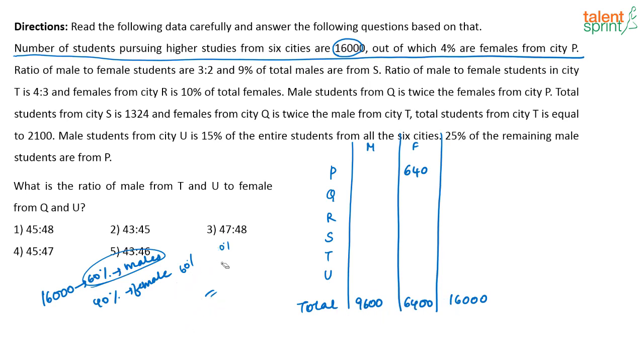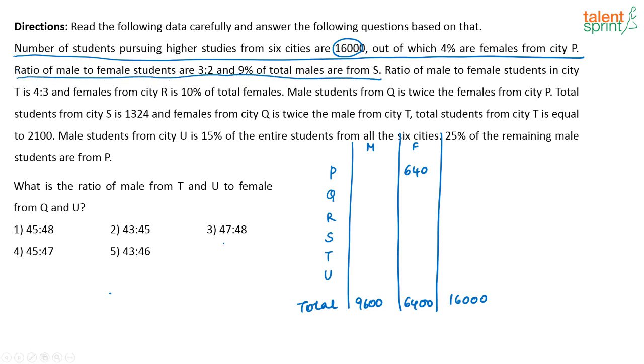Then what else is given? 9% of the total males are from S. So this information is also used. 9,600 and 9% of this, those males are from S. So how many males are there from S? 864. That is 9% of 9,600. Then the ratio of male to female students in city T is 4:3. Anyway, we can't use that for now, let that be there.